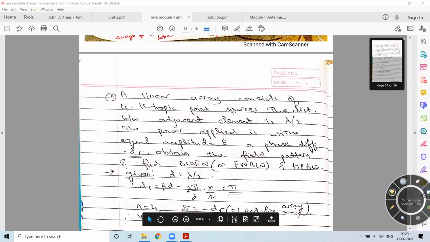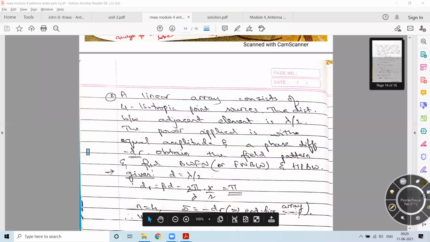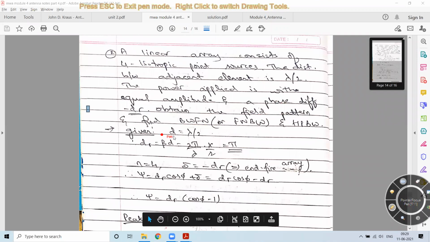So there are all the parameters they have specified. They have specified that number of sources n is equal to 4, distance between two adjacent elements, that is d, is equal to lambda by 2, and directly they have specified that the phase difference is minus dr. So this is nothing but delta. Delta is minus dr. We need to obtain the beam width between first null, half power beam width, and the field pattern. So now, since we have all these parameters, let us try to estimate a few of the values. So d is equal to lambda by 2 will give me dr, which is equal to beta times d.